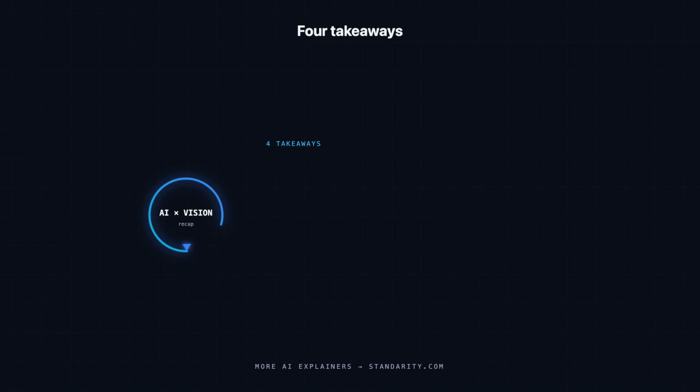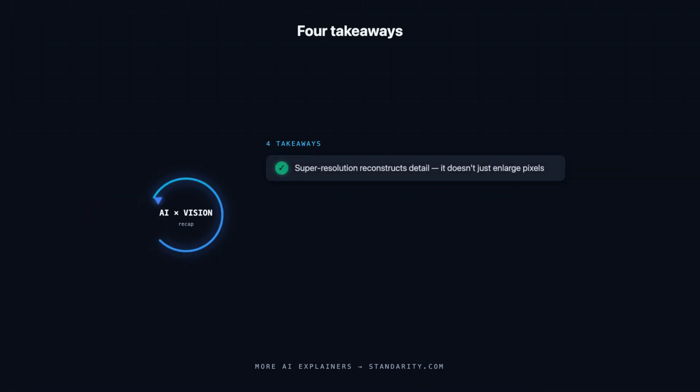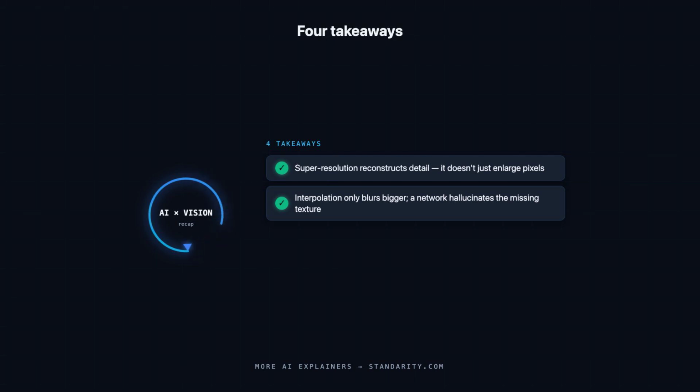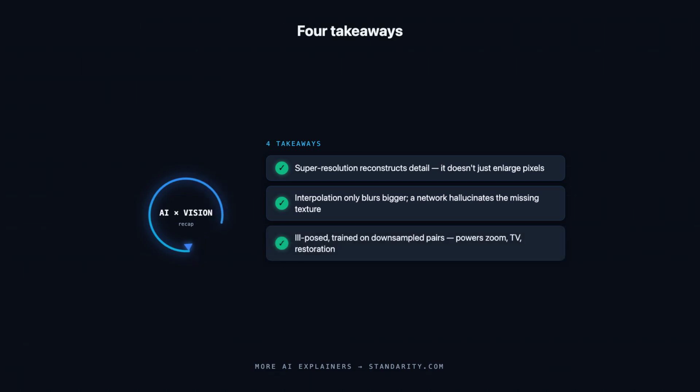All right, let's lock in the essentials worth remembering. The task turns a low-resolution image into a sharp, high-resolution one, reconstructing detail rather than just enlarging the pixels. Because plain interpolation only blurs bigger, a learned network has to intelligently hallucinate the missing high-frequency textures and edges. The problem is fundamentally ill-posed, trained on pairs made by downsampling, and it quietly powers phone zoom, TV upscaling, old film restoration, satellite imagery, and medical imaging.